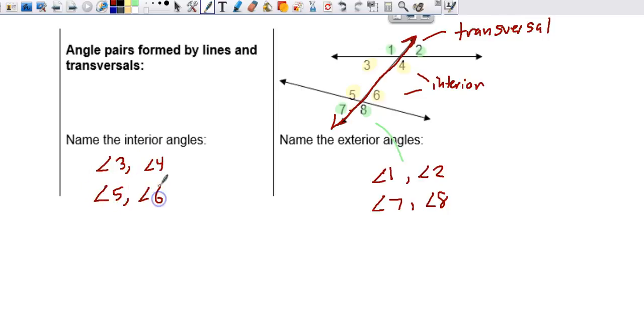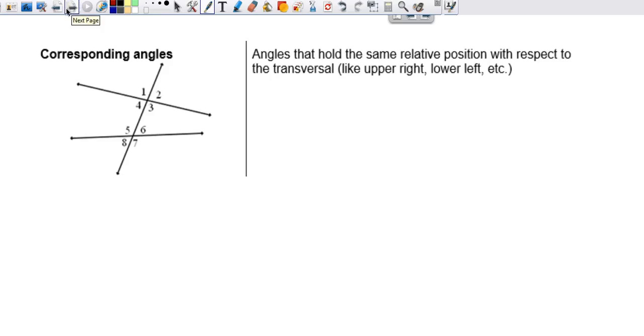Now normally we don't just do it in terms of just interior or exterior. We go by specifically what kind of interior or exterior angles they are. So getting into that more generally, we first talk about, what is a corresponding angle? And corresponding is just a fancy word for saying same position.